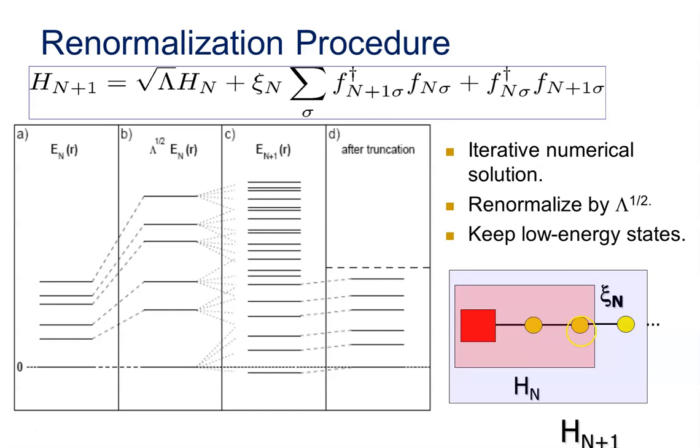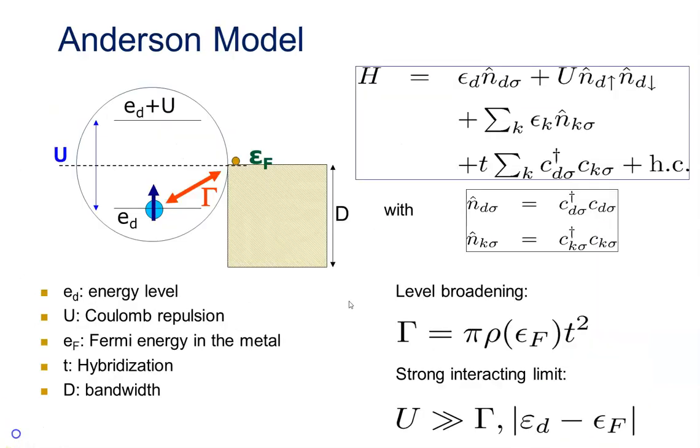The price for that is that I'm throwing away states, right? I'm throwing away states, but at least I'm retaining the ones that would be more important for the renormalization group flow. So this is essentially what I'm doing. I'm going from Hn to Hn+1, and I'm keeping the low energy states.